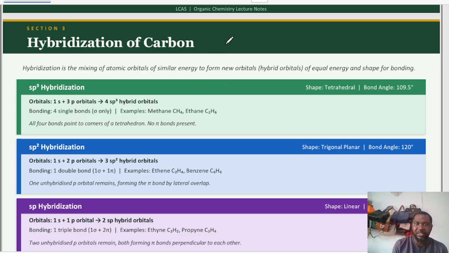For example, the electronic configuration of carbon, the sixth element in the periodic table, is 1s2, 2s2, 2p2, right? So if I want to draw the orbital diagram, it's going to look like this: 1s2 here, 2s2 here, then 2p2. Now if you notice here, this is what we call the ground state of carbon. You must have heard ground state. Okay, this is the ground state of carbon.